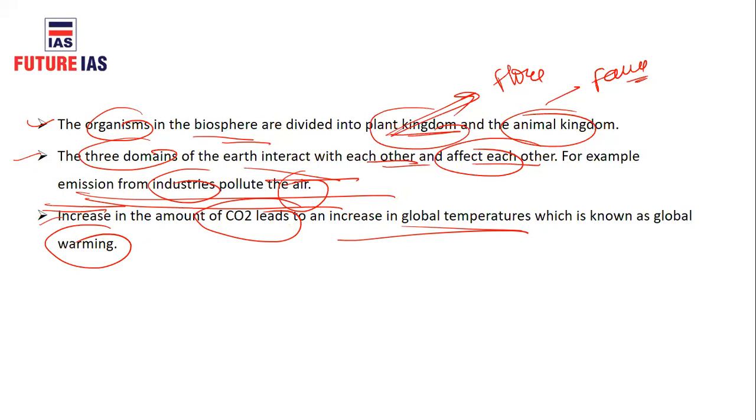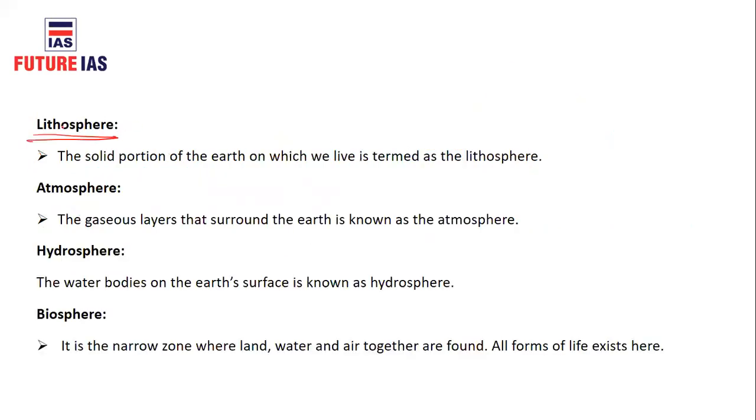So global warming is related to the percentage increase in the amount of carbon dioxide in the atmosphere, which is also known as global warming, because global warming is predominantly caused by carbon dioxide emissions. All right. Let's understand the brief definitions.